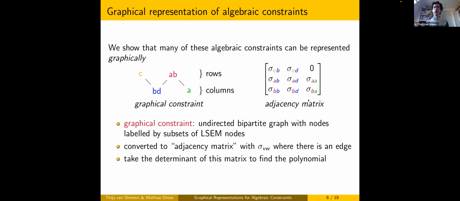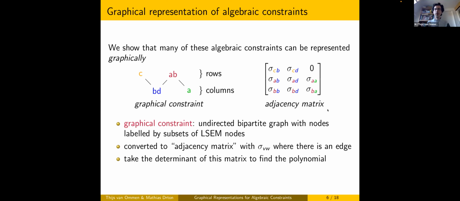So this is how we construct the matrix. And then after that, we take the determinant of this matrix. So this times this times this, minus this times this times this, etc. And out comes a huge polynomial. Well, not so huge in this case, but in general, they can be pretty large. And this polynomial is then the algebraic constraint.